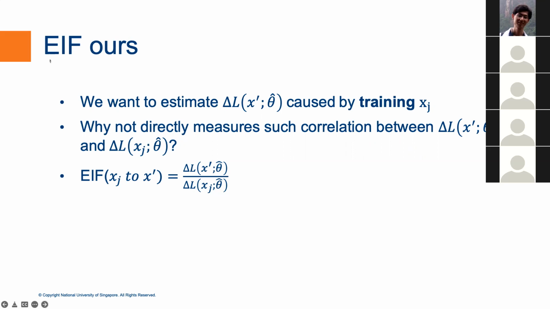Yeah. So in our EIF, because we basically want to estimate the change in testing loss caused by training xj, we want to directly measure the correlation between the change in testing loss and the change in training loss. So our EIF is defined as the delta testing loss divided by delta training loss.